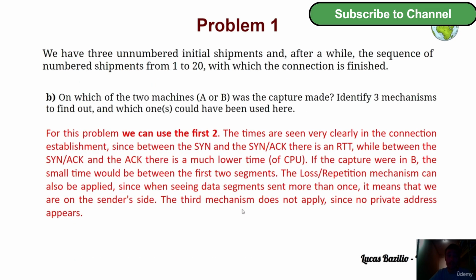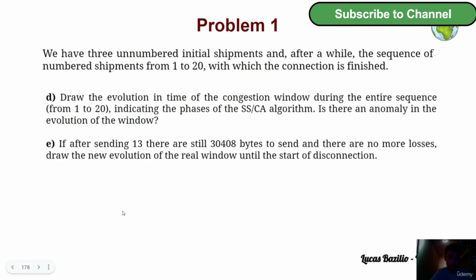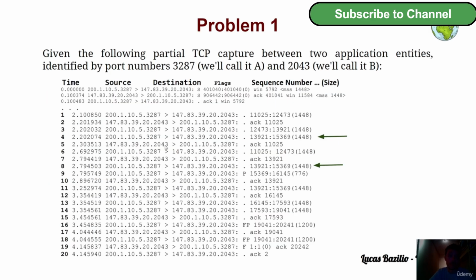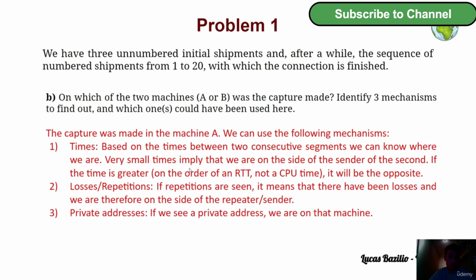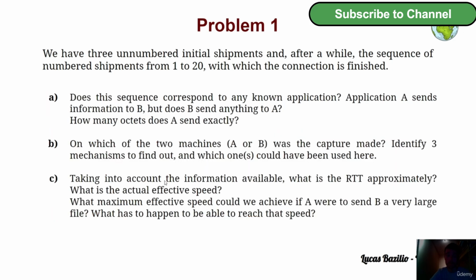Finally, the third mechanism, as we discussed before, cannot be applied in this case, since we have no private addresses appearing in this TCP dump. As we can see in this trace, there are no private addresses. All of the addresses that we see there are public addresses, so we cannot apply this third mechanism. But we can apply the first two, and with both mechanisms, of course, we arrive at the same conclusion, that the capture was made in the machine A. Very well, with this, we end the solution to this question B of the problem 1.